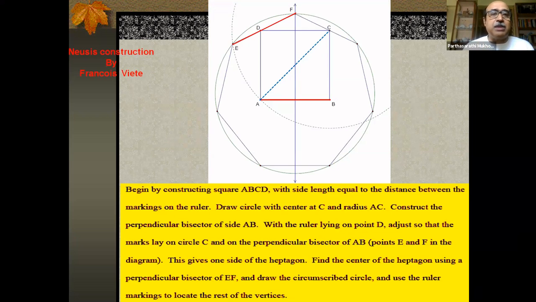So this is one construction by François Viète. This is a gentleman living 200 years before Gauss. François Viète is one of the gentlemen who used these algebraic symbols for the first time. This is a Neusis construction by François Viète. So I'll give you the construction.